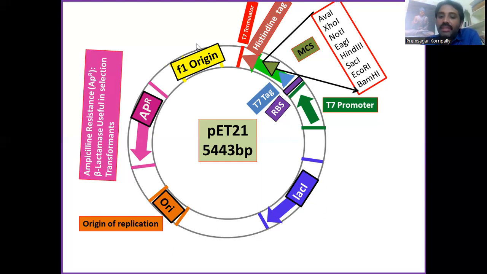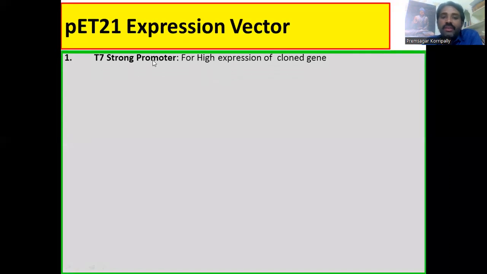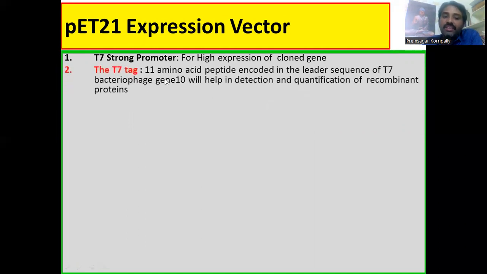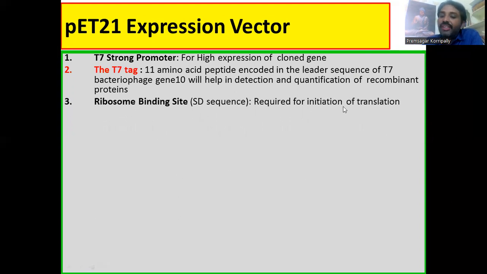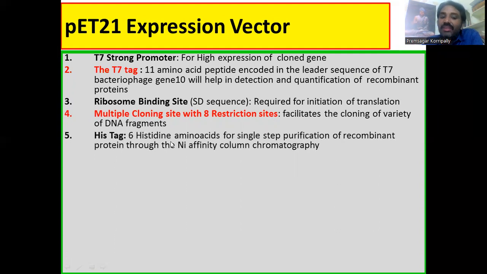And the same thing I'm going to explain with the next slide also. pET21 has a strong T7 promoter. Why? For high expression of the cloned gene, strong transcription. And the T7 tag, an 11 amino acid peptide encoded in the leader sequence of T7 bacteriophage gene 10, will help in the detection and quantification of recombinant proteins. The ribosome binding site is required for initiation of translation. The multiple cloning site with 8 restriction sites facilitates the cloning of a variety of DNA fragments. The His tag, which is 6 histidine amino acids, is for single step purification of recombinant protein through nickel affinity column chromatography.